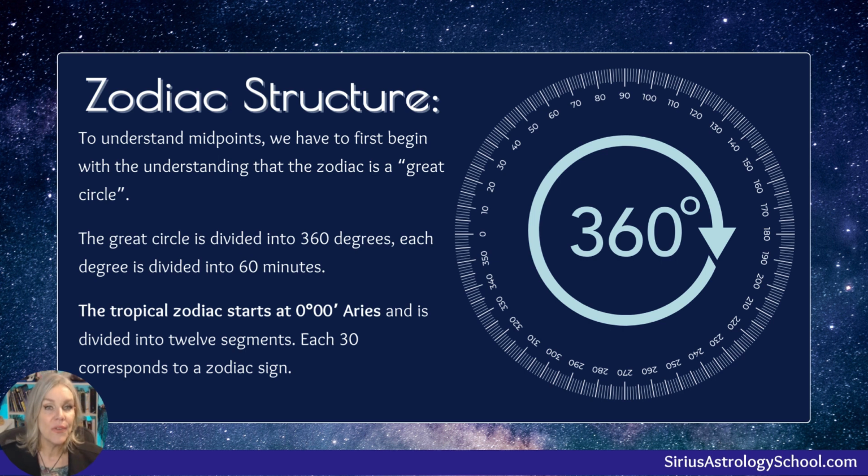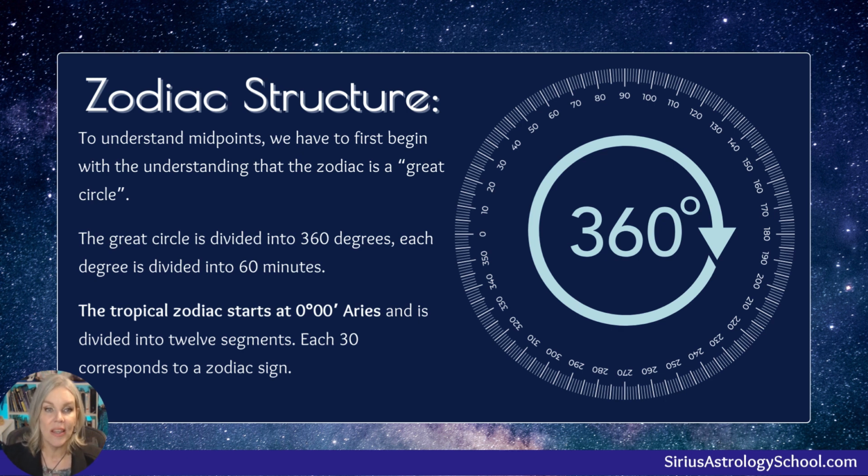So, okay, to first understand midpoints, we have to understand how the zodiac is structured. Midpoints are independent of the zodiac, and so understanding the 360-degree circle of the zodiac is really helpful. The zodiac is a great circle. A great circle means that it's a circle around a body. It could be a circle around my body, or a circle around the earth, because that's what we're talking about here. So this 360-degree circle around the earth is what creates the zodiac that we know.